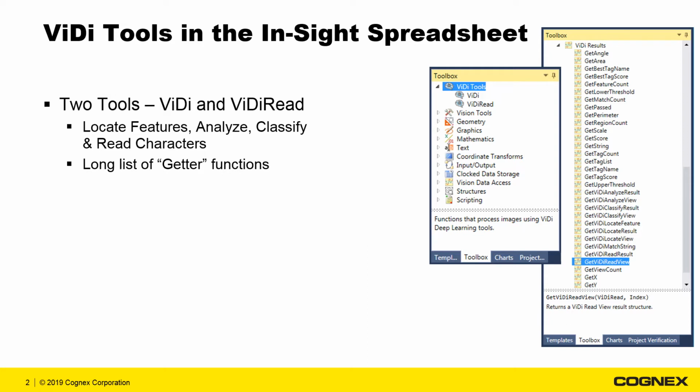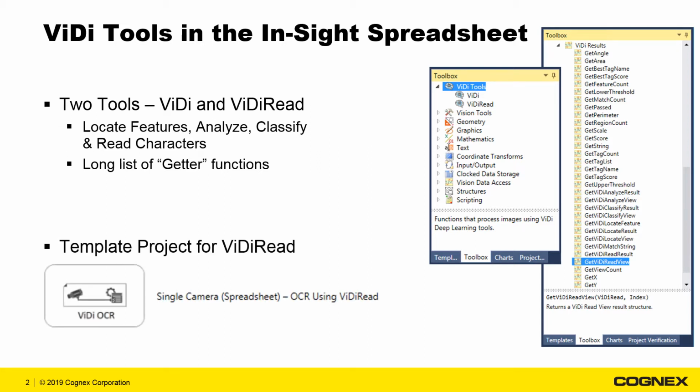For applications looking to just read characters, there is a ViDi Read tool that contains a pre-learned font library that works well for many applications. For applications that can't be solved using the pre-trained font library, you can still use the ViDi Read tool and train your own font library on your own image database. For OCR applications, the Insight Vision Suite software also provides an option to use a template spreadsheet pre-populated with the ViDi Read tool. This saves the user a little time when getting started.